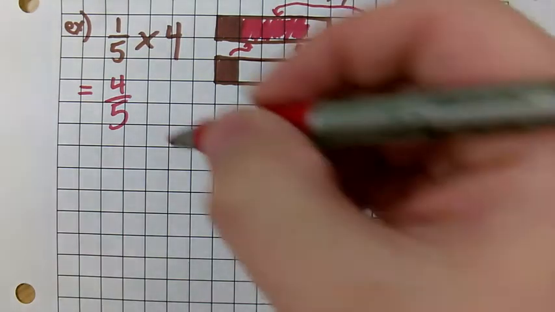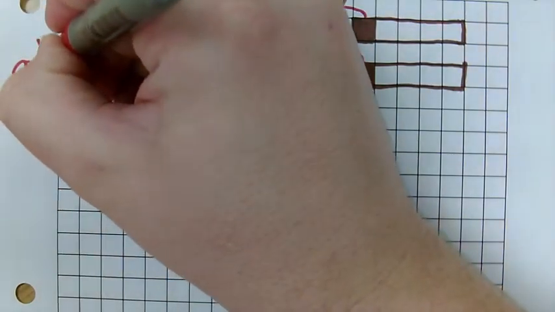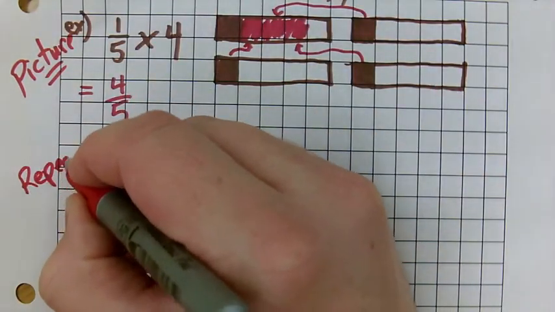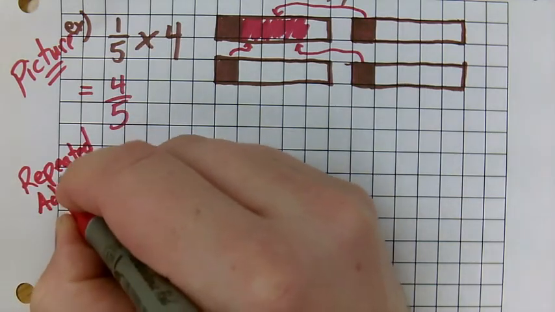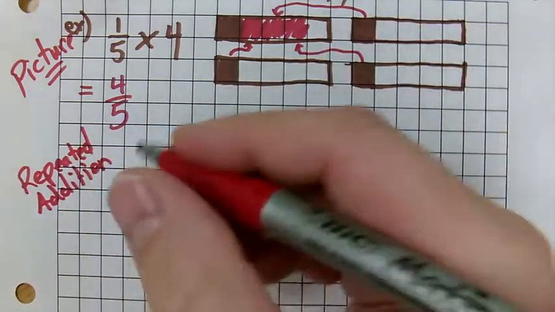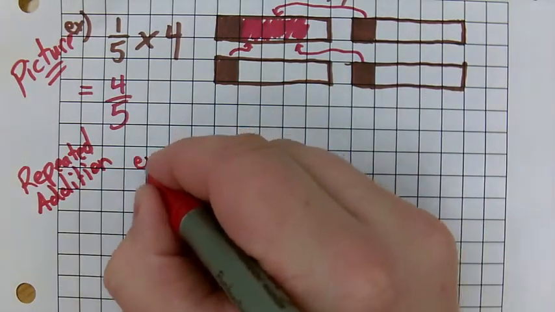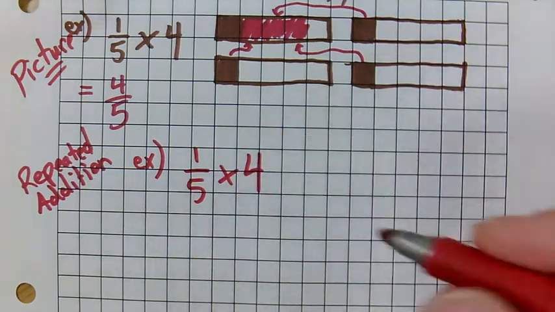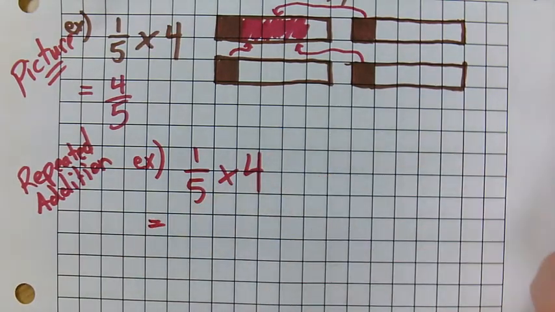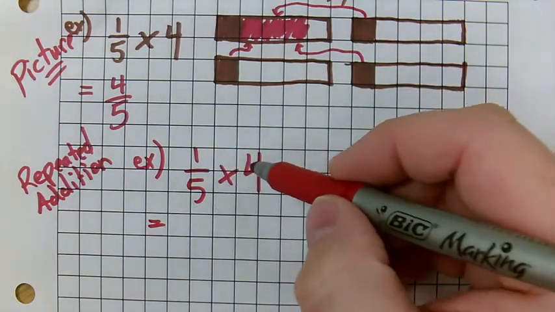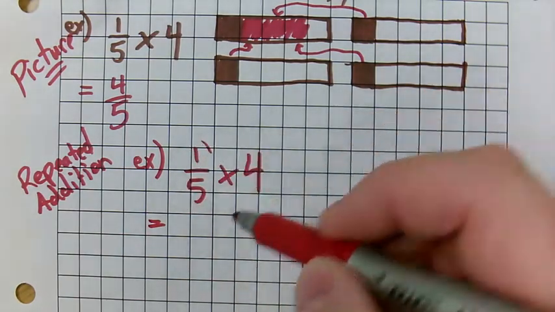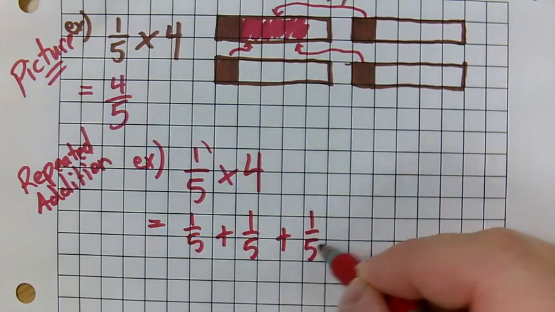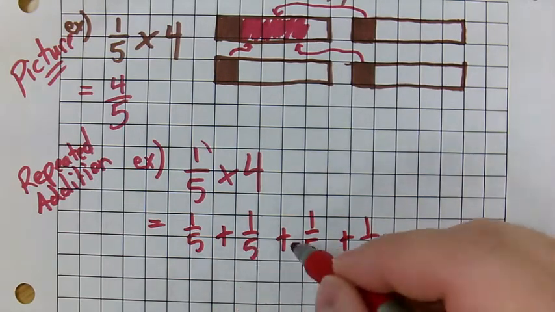So this was the picture way. The next way could be repeated addition. I'm going to do the exact same example. So we've got 1/5 times 4. And if we remember, multiplication is just the same thing as repeated addition. We're going to add this thing here 4 times: 1/5 plus 1/5 plus 1/5 plus 1/5, 1, 2, 3, 4 times.